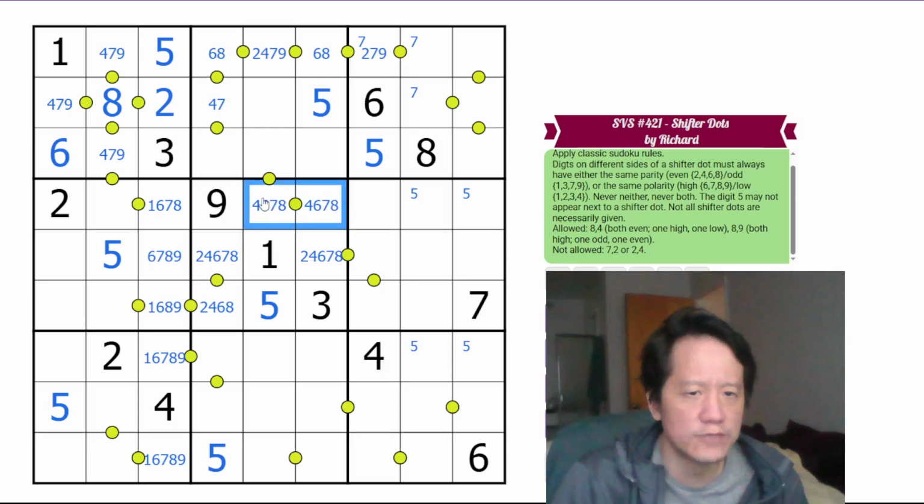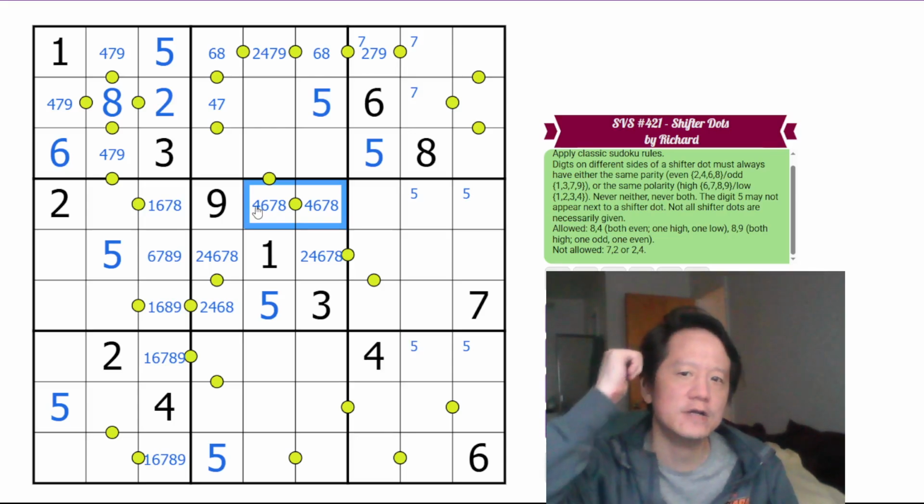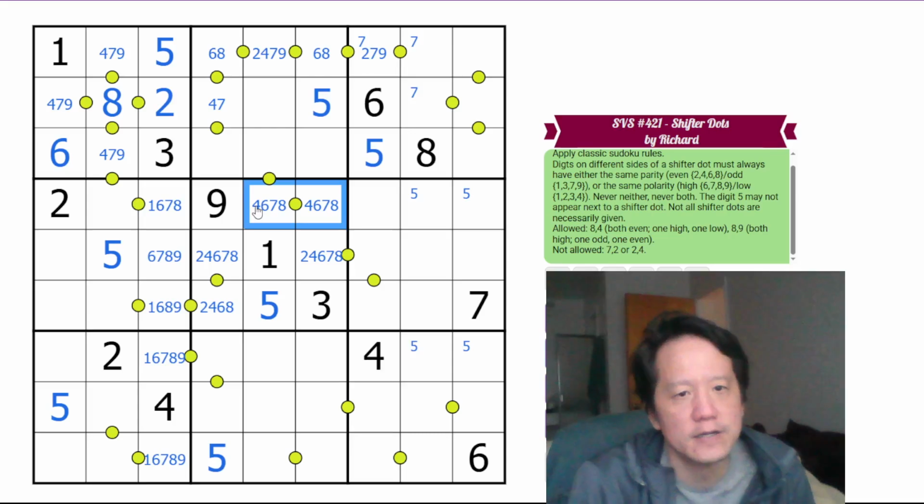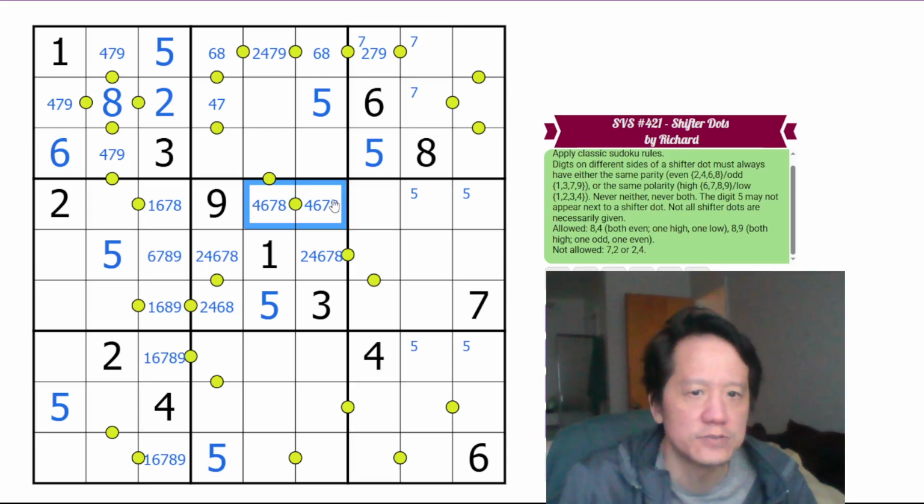I think one of these has to be 6 or 8. You can't have 4 and 7 next to each other because they are different parities. One's even, one's odd, and they're different polarities. 4's low and 7's high. So one of these has to be 6 or 8.